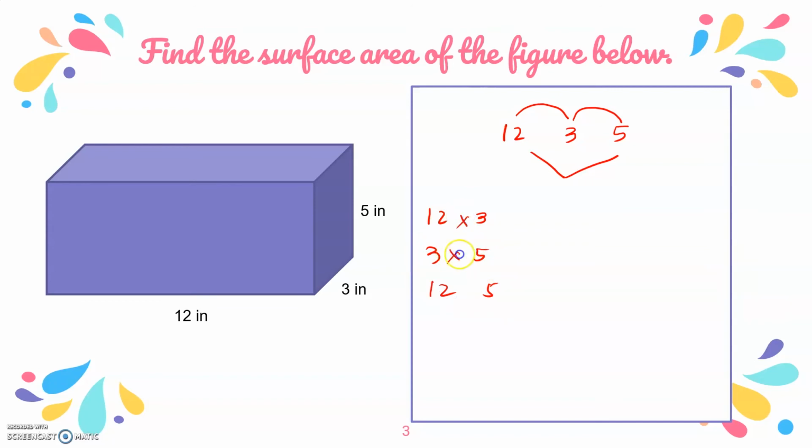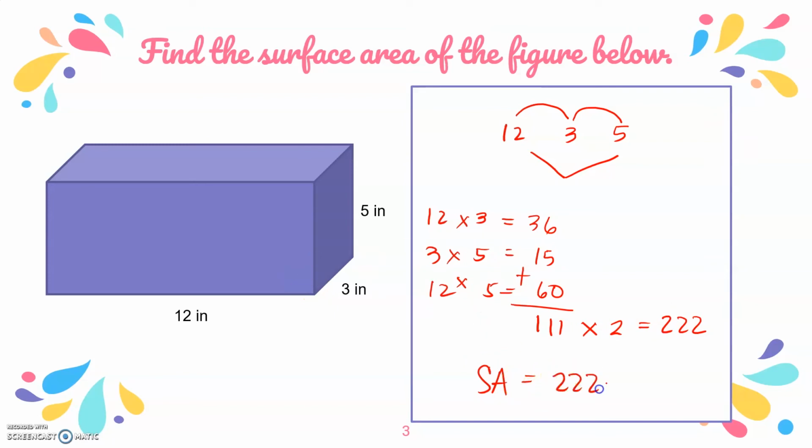Then we need to multiply all these pairs. 12 times 3 is 36, 3 times 5 is 15, and 12 times 5 is 60. Adding all these products will give us 111. Then, for the last step, we multiply this sum by 2, and that will give us 222. Therefore, the surface area of this rectangular prism here is equal to 222 square inches.